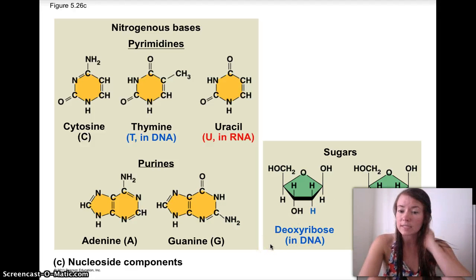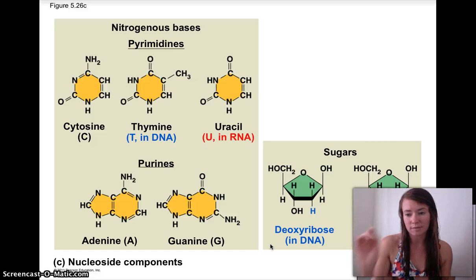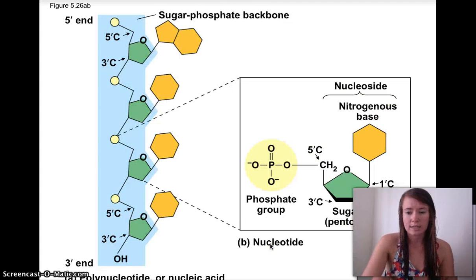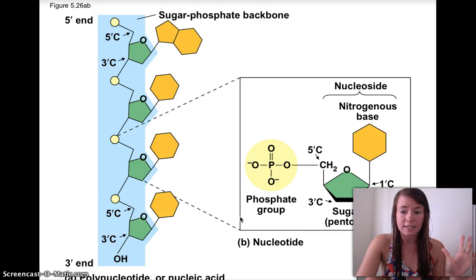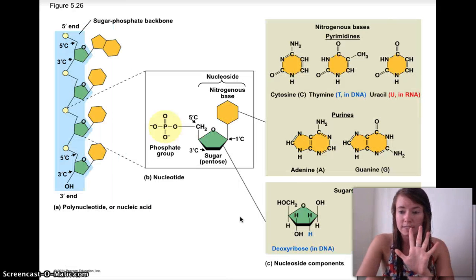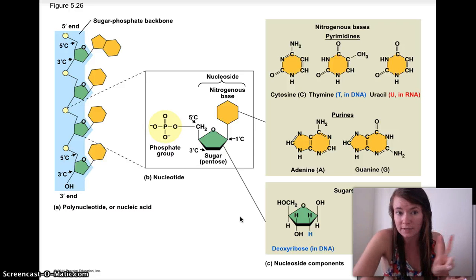So that is one of the big differences between DNA and RNA. And that's what you need to know about the sugars. Five carbons, deoxyribose has an H, ribose has an OH. And the sugars are attached to the phosphate group and to the nitrogenous base. Now, like I said, there's five different nitrogenous bases. But really, there are two main types of nitrogenous bases.